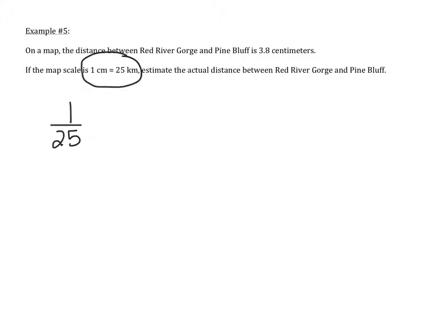Reading the rest of the problem, I see that the distance between Red River Gorge and Pine Bluff is 3.8 centimeters. When I first set up my proportion, it was 1 centimeter for every 25 kilometers. So when I set up my proportion to solve this, I'm going to put the 3.8 across from the 1, since the 1 was in centimeters and the 3.8 was in centimeters. So it'd be 3.8 over x, which would be the kilometers that we are trying to find.